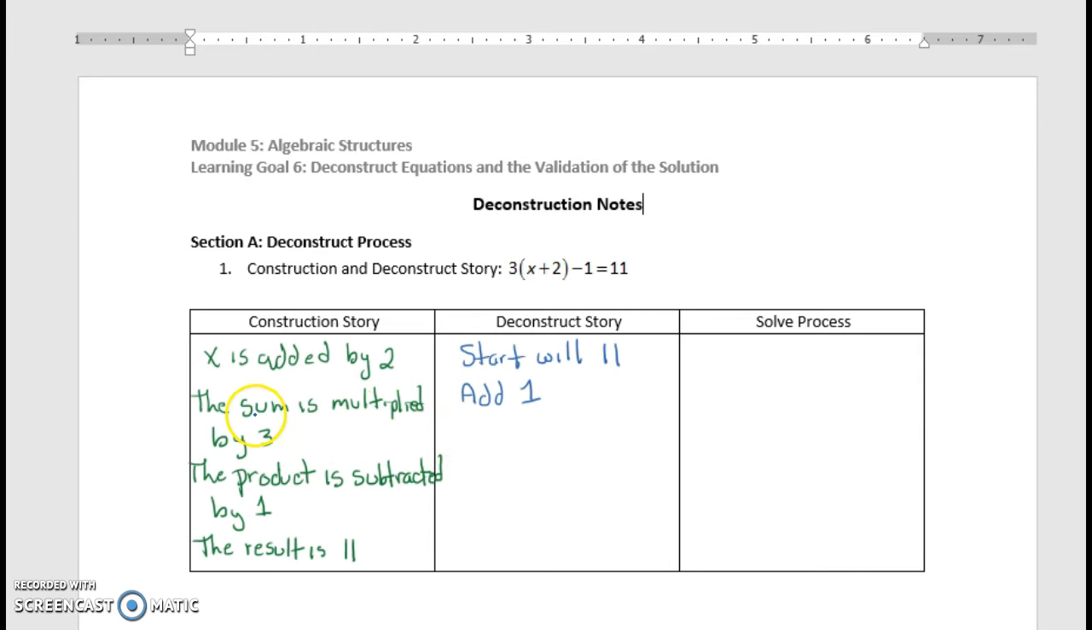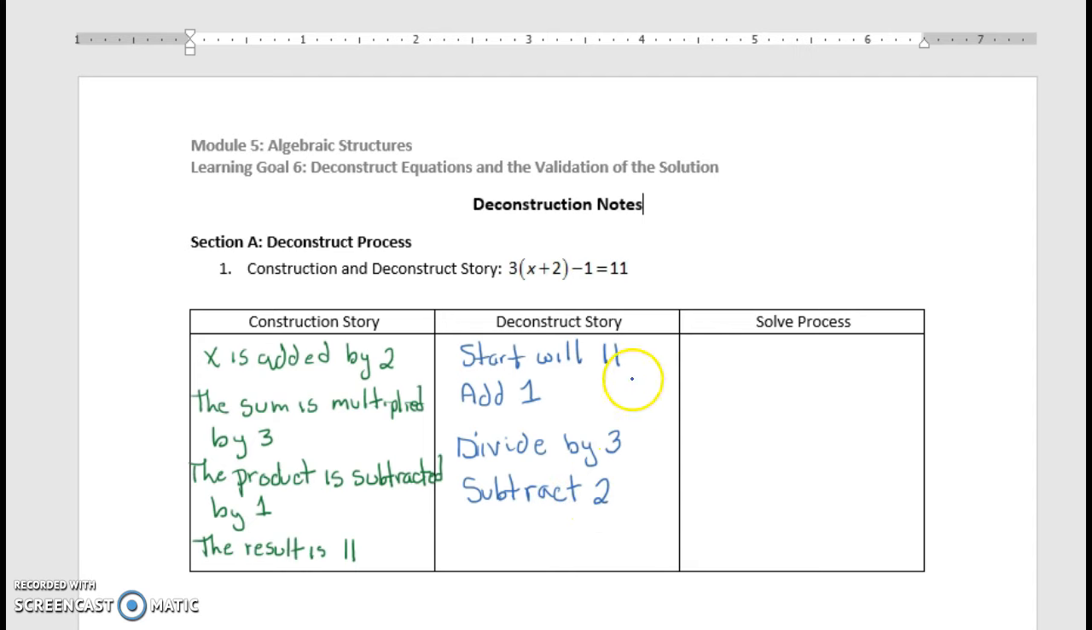So now the sum is multiplied by 3, and instead of multiplying, in order for us to deconstruct multiplication, we are going to divide by 3. And when we divide by 3, we know we're going to be left with the sum, which is just the x plus 2. And now x is added by 2, so we have to deconstruct addition, so we are going to subtract 2.